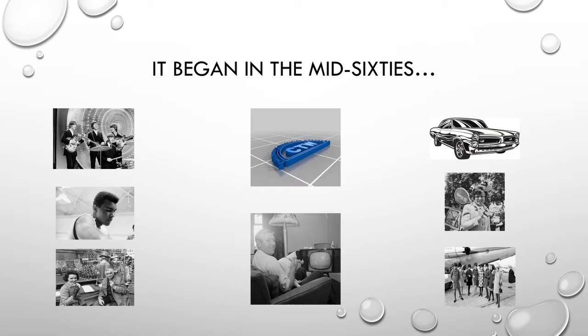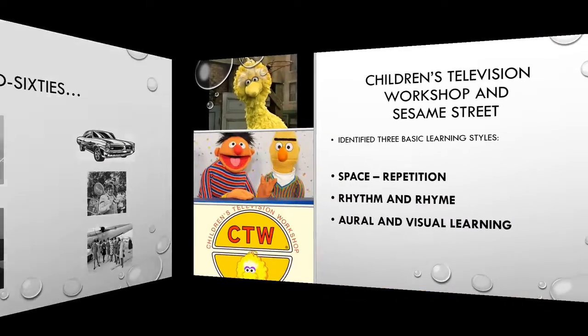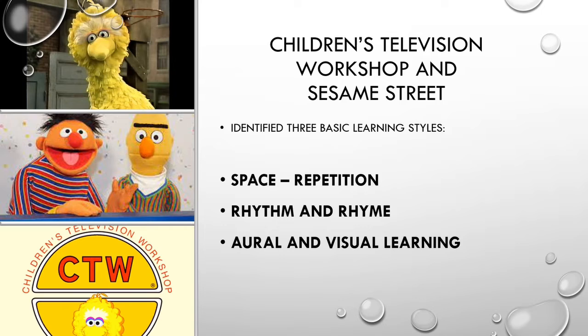Companies use their advertising to educate and encourage new customers to use their product, and to remind existing customers to purchase again. Thanks to the Children's Television Workshop and Sesame Street, advertisers had a roadmap to make their advertising more successful. CTW identified spaced repetition, rhythm and rhyme, and aural and visual learning.